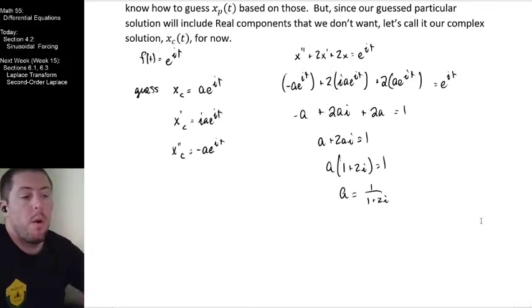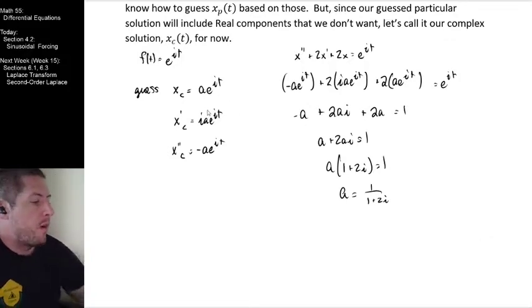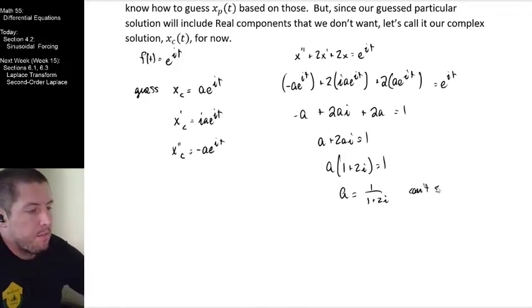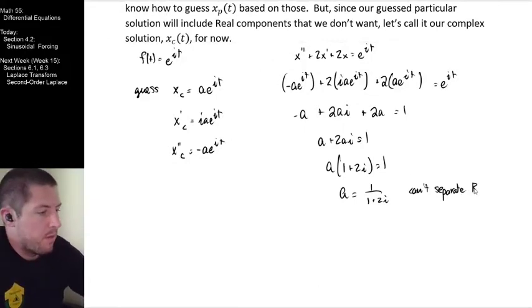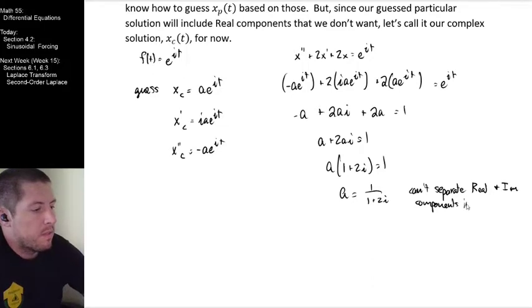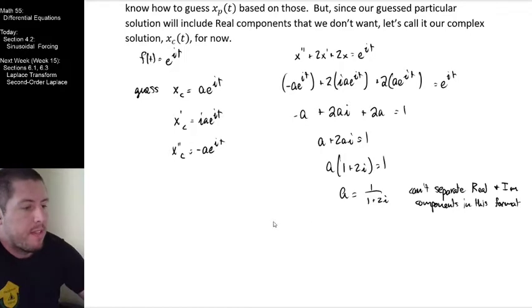But remember, we don't want to keep all of x sub c. We only want to keep the real component of x sub c. So my issue now is that I can't separate the real and imaginary components in this form. So we need to rewrite this in a slightly different form. So let's multiply this a by a conjugate here.